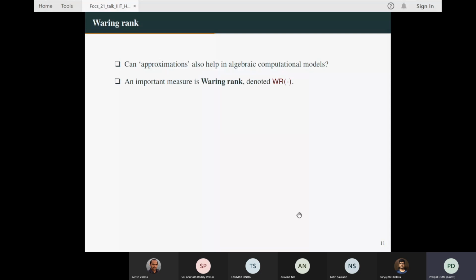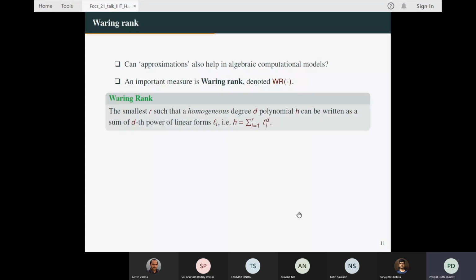To start with, I just want to quickly go through one interesting measure, because I think this is the simplest measure to understand and convey why border complexity is interesting to look at. So the measure is called Waring rank. Let me define what is Waring rank.